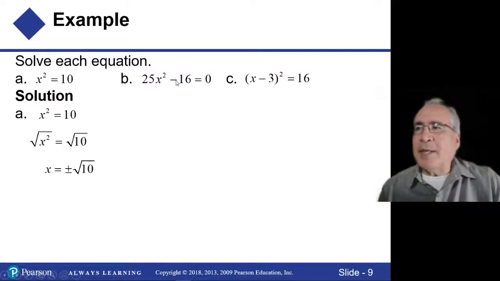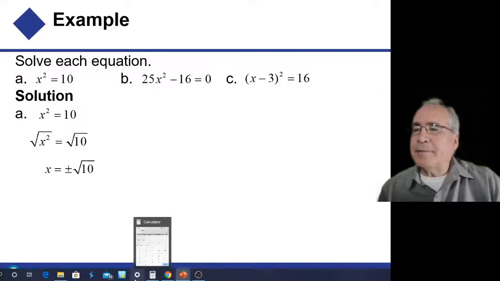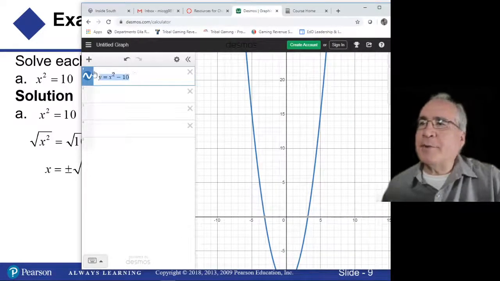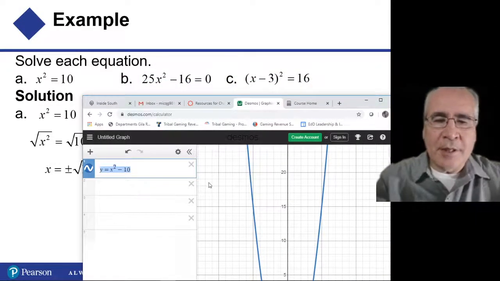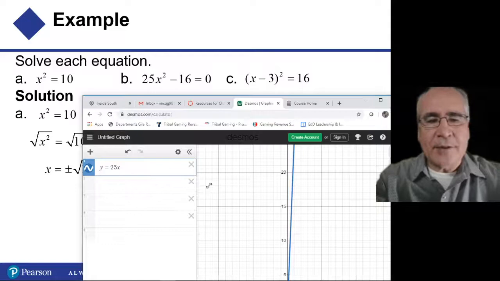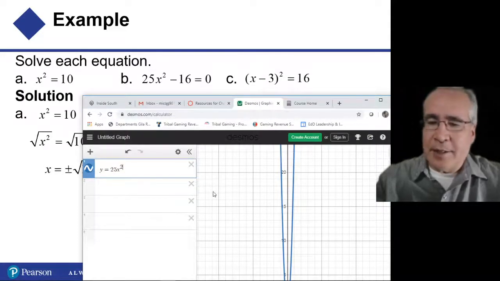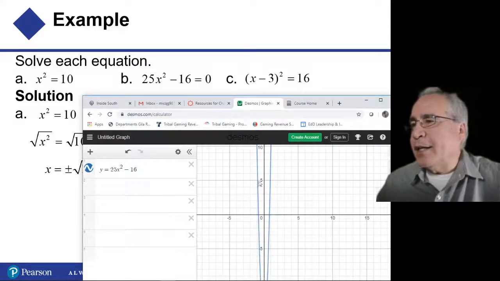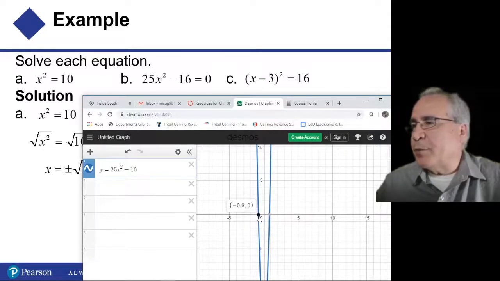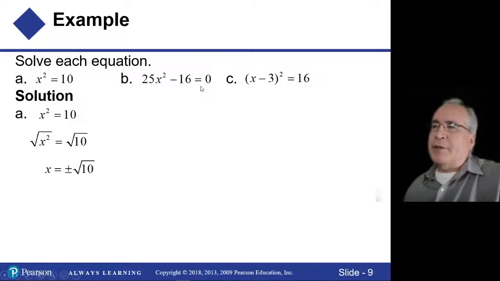This one we can do the same thing, add 16 to both sides. Again, you could also graph this right off the bat. Let's go ahead and do that because that's going to be my preferred way of doing it. Let's come down. We could put in y equals 25x squared minus 16. Okay, and again, since it's equal to 0, what we're looking for is the x-intercepts. And with decimals, you just click on them and it gives it to you. Negative 0.8 and positive 0.8. There's our answers. You can enter those in and you'll be fine.